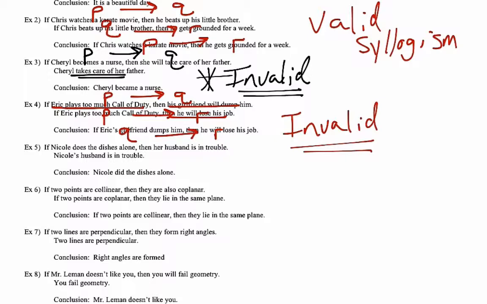That conclusion leads to a new conclusion, which means the original hypothesis will lead us all the way to the new conclusion. If it doesn't work like that, it's invalid.